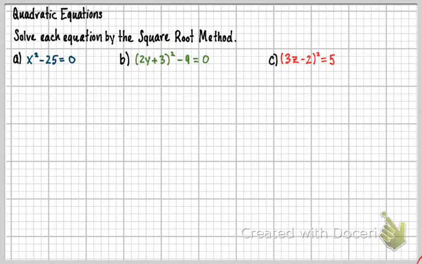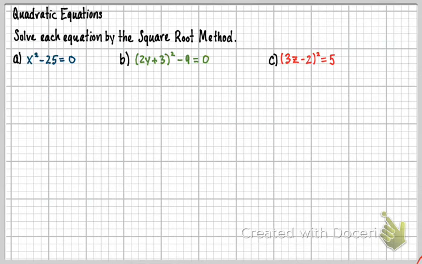This problem says solve each equation by the square root method. So what that means is we're going to have to do a little bit of algebra and then square root both sides, because we need to use this square root property here. And that's why they call it the square root method. And the square root is just this thing here. That's what the square root is.